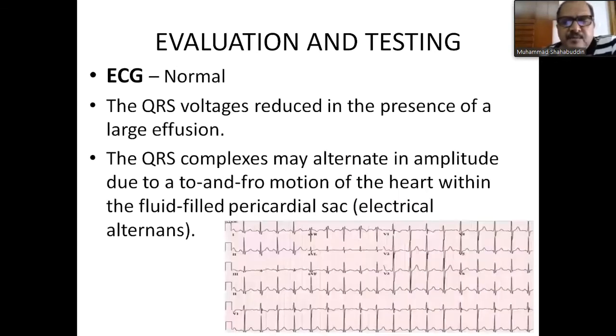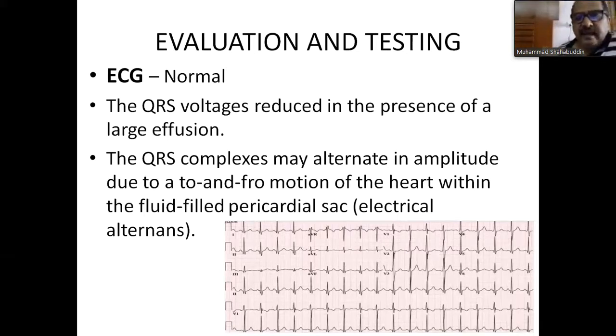And ECG: in most of the cases, the ECG may be normal, but when the volume is more, there are typical findings of low voltage ECG. The ECG voltage may be reduced in the presence of a large effusion, and the QRS complex may alternate in amplitude due to to-and-fro motion of the heart within the fluid-filled pericardium, that is electrical alternans. There may be high and low amplitudes of the ECG pattern. This is known as electrical alternans.